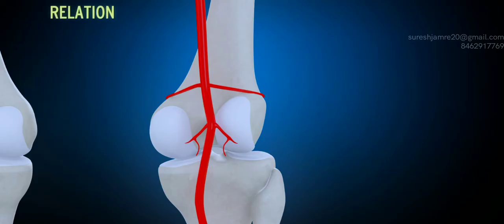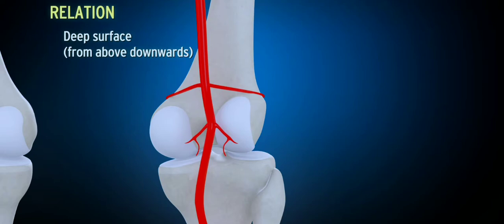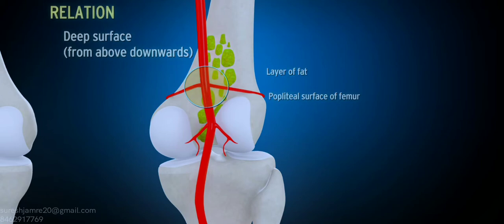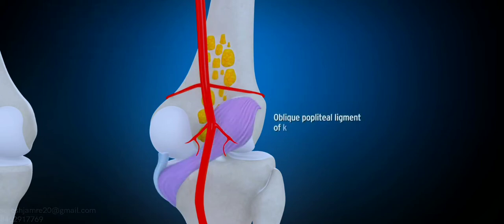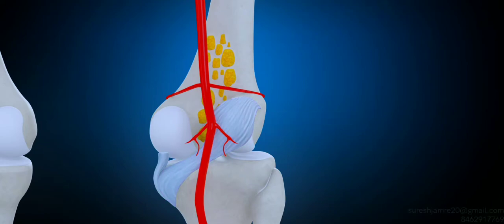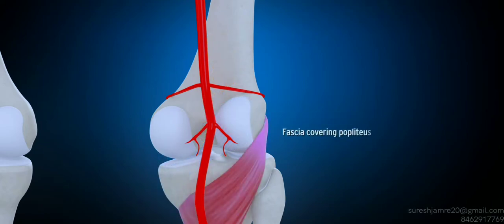Relations. Deep surface from above downwards. Popliteal surface of femur separated by layer of fat. Oblique popliteal ligament of knee joint. Fascia covering popliteus muscle.